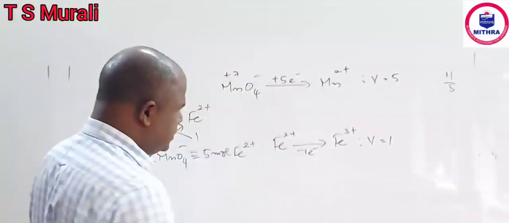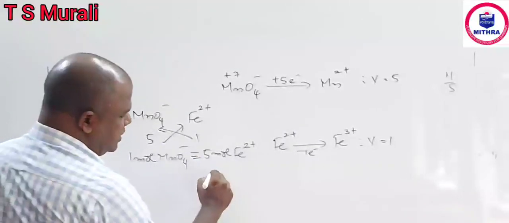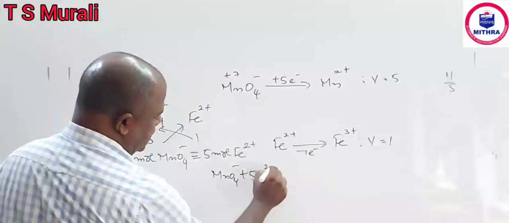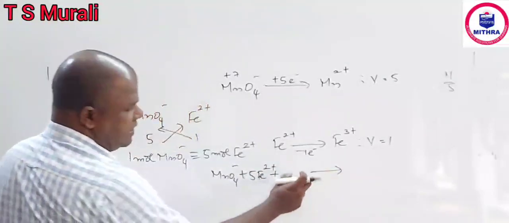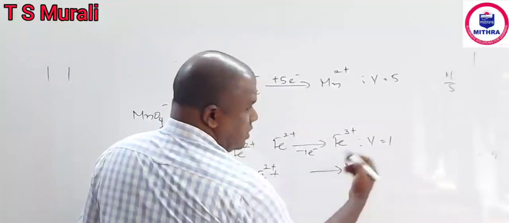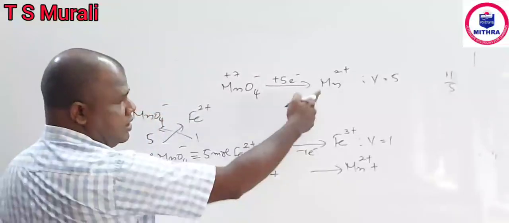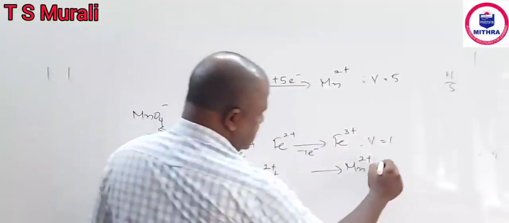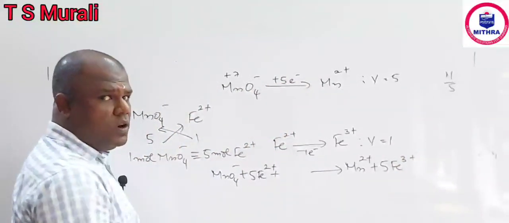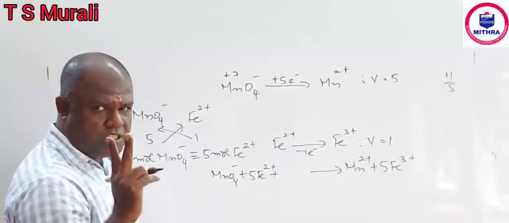I am going to balance this equation also. Simple steps. Listen carefully. 1 mole requires 5 moles, so MnO4 minus plus 5 Fe2+ gives, leaving a space, Mn2+, since MnO4 minus normally changes to Mn2+ in acidic medium, as we already explained, and Fe2+ changes to Fe3+. So it is almost completed. Two more steps remaining.